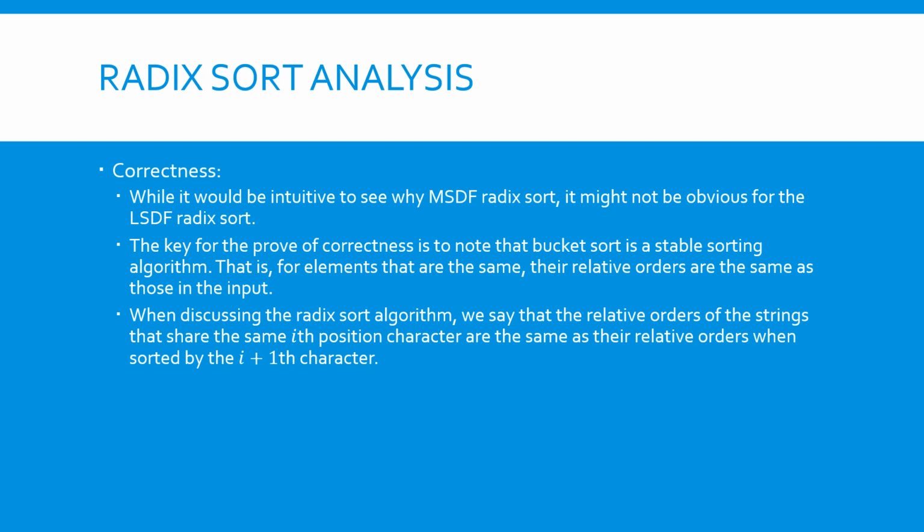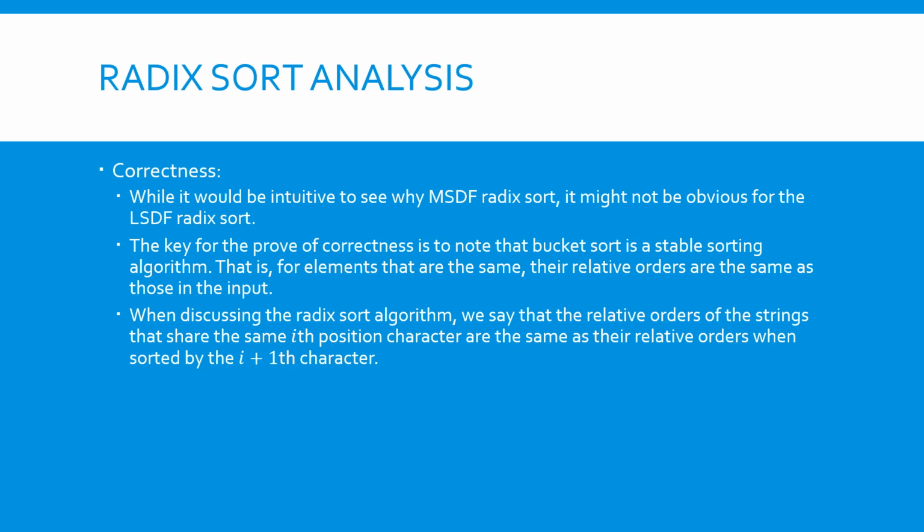Now, let's analyze the correctness of the algorithm. While it is obvious that the MSDF radix sort is correct, as the procedure directly implements the sorting criteria, it is less obvious why the LSDF radix sort is also correct. The key to seeing the correctness is to recognize that the bucket sort algorithm is a stable sorting algorithm. Recall that by stable sorting, we mean that the relative orders of the equal elements are the same as their relative orders in the input.